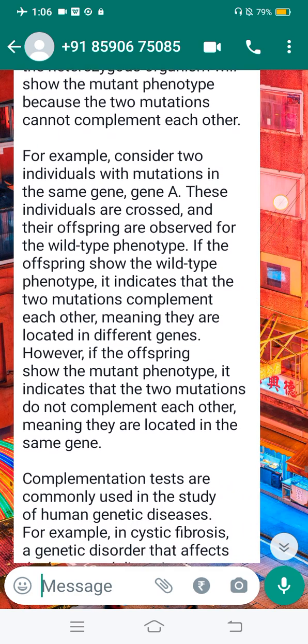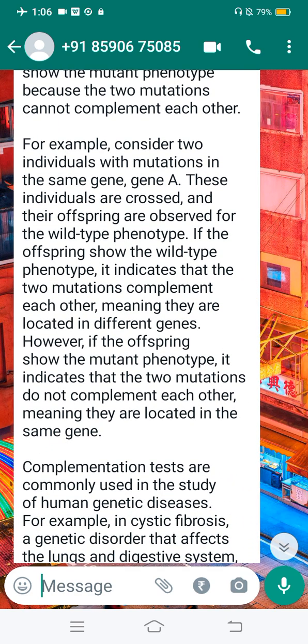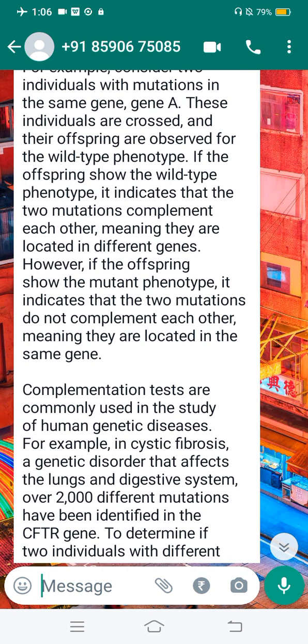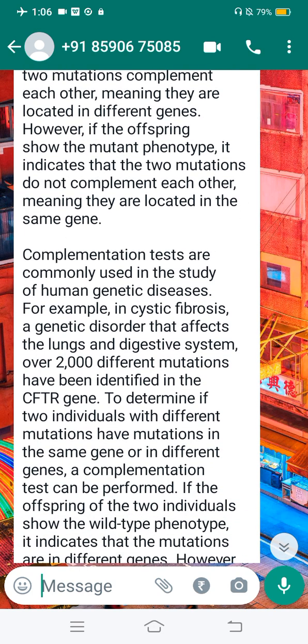For example, consider two individuals with mutations in the same gene, gene A. These individuals are crossed and their offspring are observed for the wild-type phenotype. If the offspring show the wild-type phenotype, that indicates that the two mutations complement each other, meaning they are located in different genes. However, if the offspring show the mutated phenotype, it indicates that the two mutations do not complement each other, meaning they are located in the same gene.